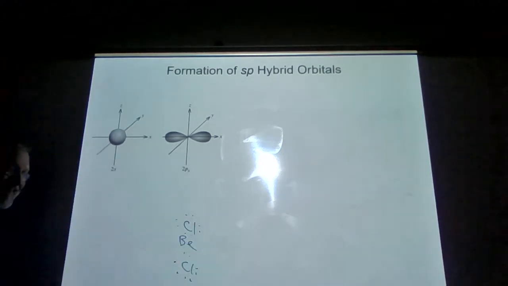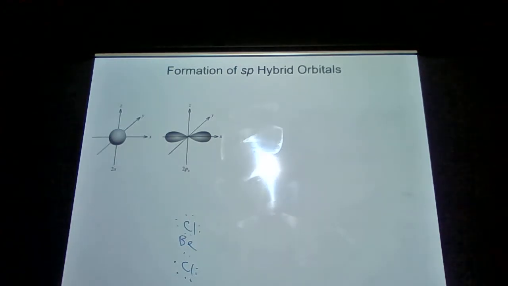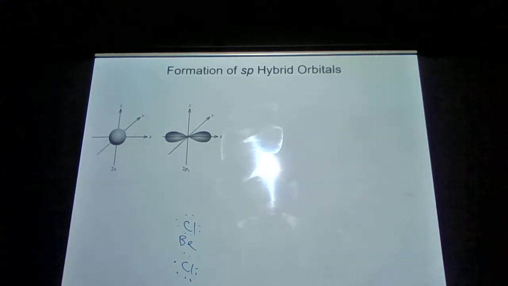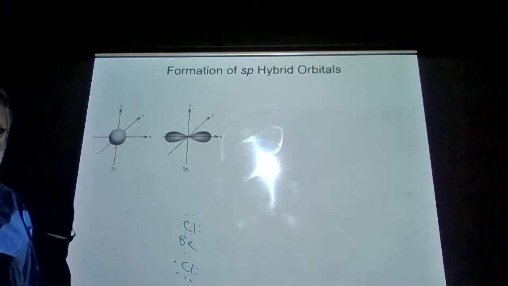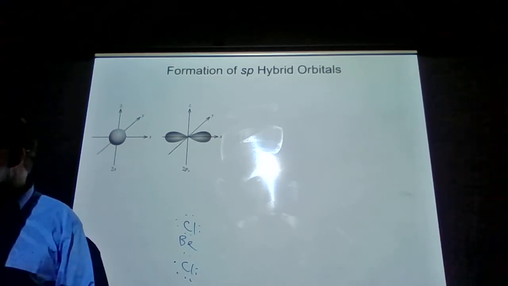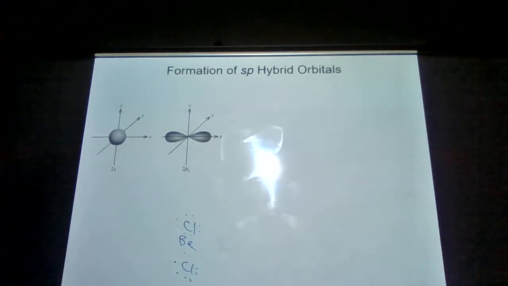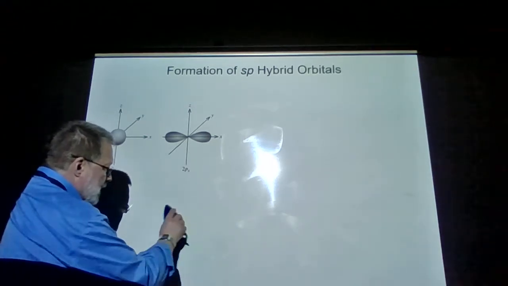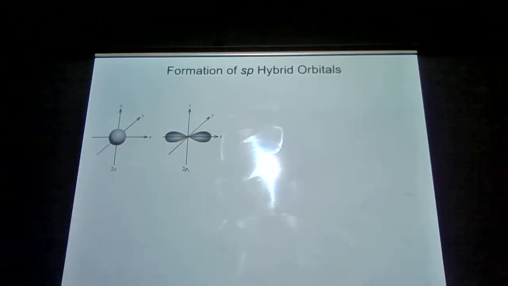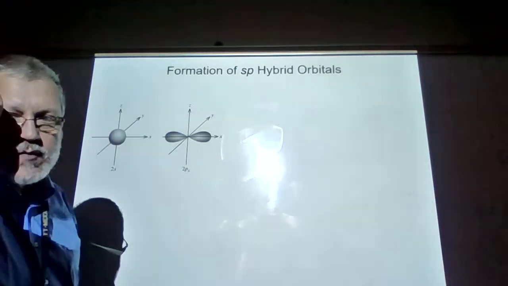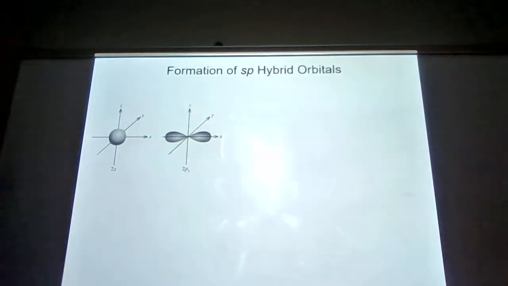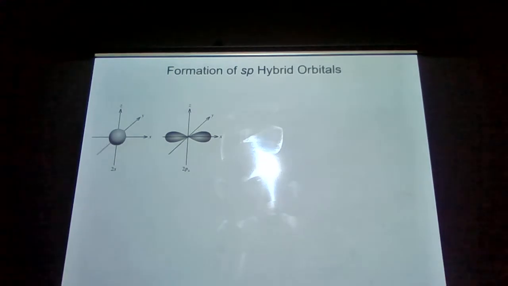Beryllium chloride is a linear molecule when we look at the bonding structure from valence shell electron pair repulsion theory, VSEPR. Well, how can we get a linear molecule using hybridized orbitals? Well, what if we only use one s and one p-type orbital?